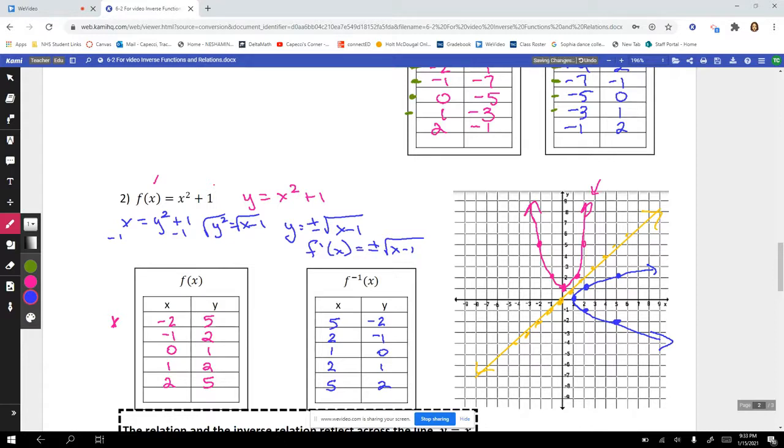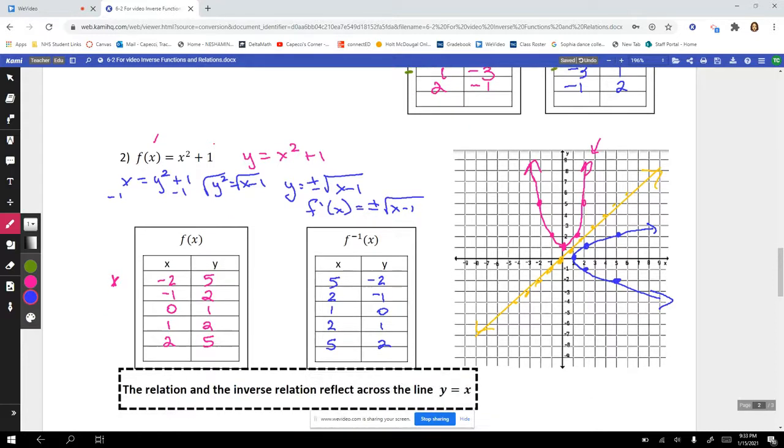Okay, now the graph is going to be a little tricky, so we're going to use a table here. Again, what I did was I took each point, or each ordered pair, that I already did, and I just switched them, right? Replaced the x with y and vice versa. So I have a parabola that we worked with already.